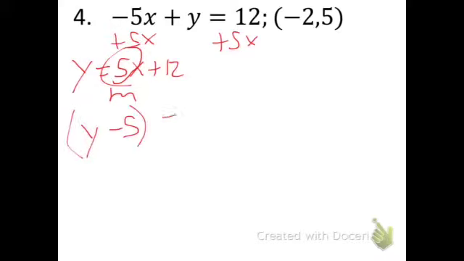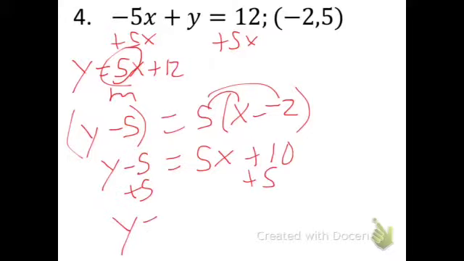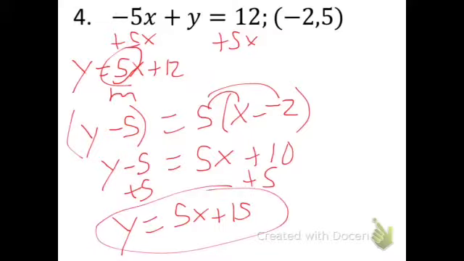y minus y1, which is 5, equals 5, my slope, times x minus negative 2. I'm going to distribute here through. On the left side, I'm looking at y minus 5 equals 5x plus 10. Remember, subtracting negatives is the same thing as adding a positive. So 5 times 2 gives me 10. I need to now add 5 to both sides, and I am at y equals 5x plus 15.